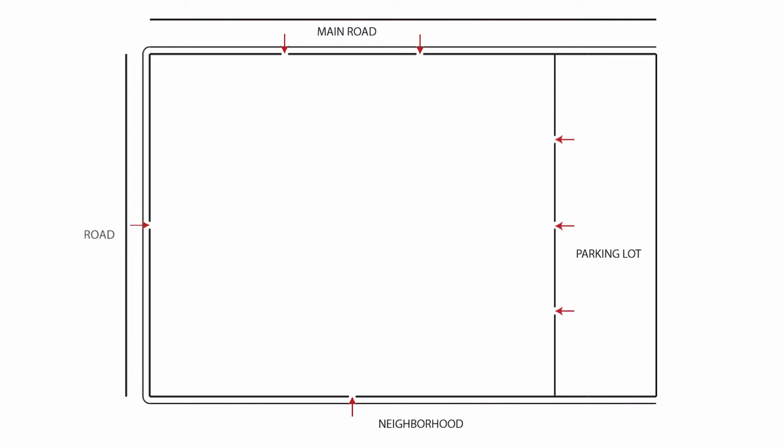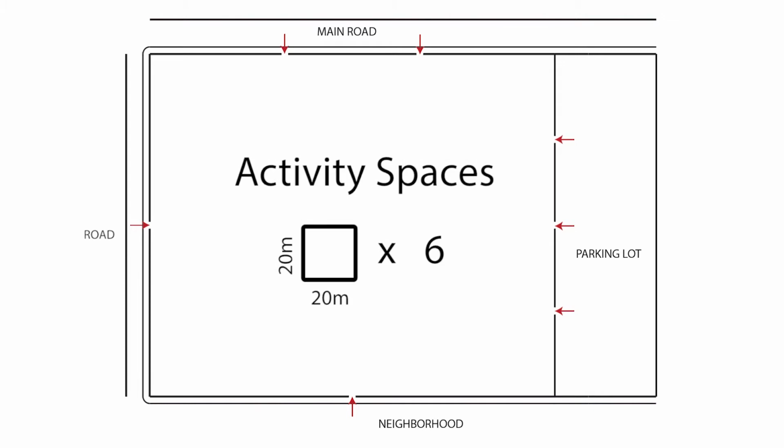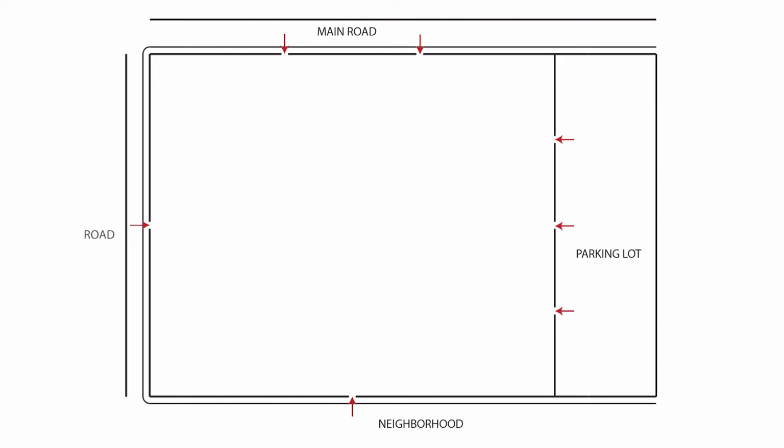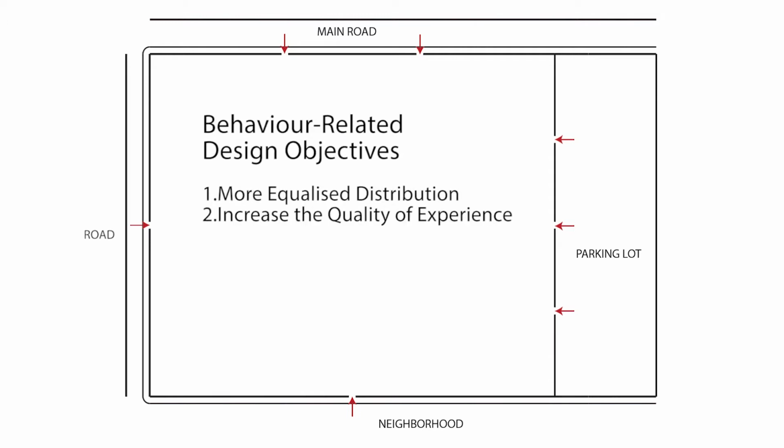According to the created brief, there will be 6 activity groups and each of them is 20 meters wide and 20 meters long. In this study, 2 behavior-related design problems are issued and specific configurations for each of them are created with the iterative agent-based design approach. The behavior-related design objectives are creating a more equalized distribution of users and increasing the quality of experience.